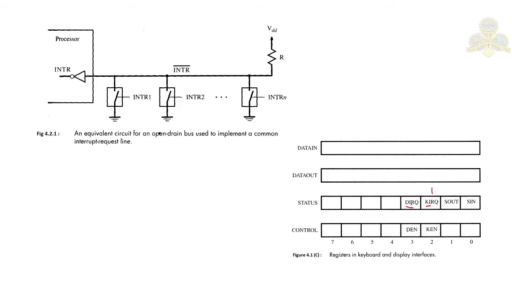This means when two devices initiate an interrupt request at the same time, what happens is, consider the keyboard and display here. These are the devices, and they have activated the interrupt request line at the same time. Now the processor has to decide which one to serve first, right?